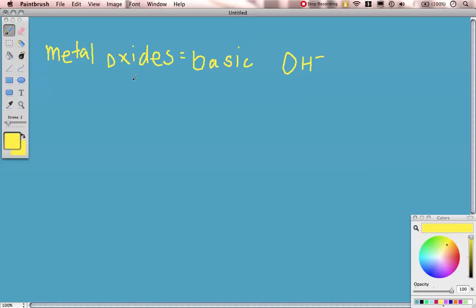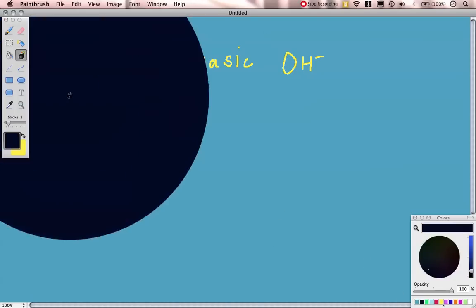At this point, guys, it's also worth noting that in a metal oxide, we're looking at an ionic bond. The metal donates electrons to the oxygen. So we're looking at ionic bonding when we're considering our metal oxides.